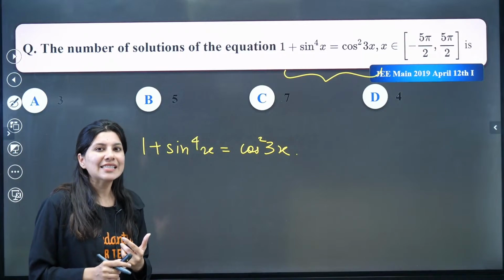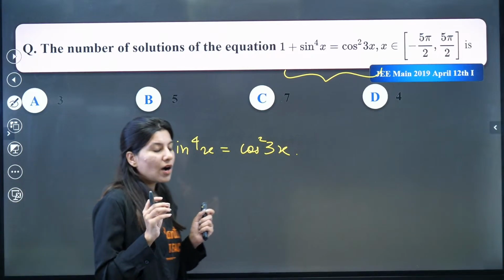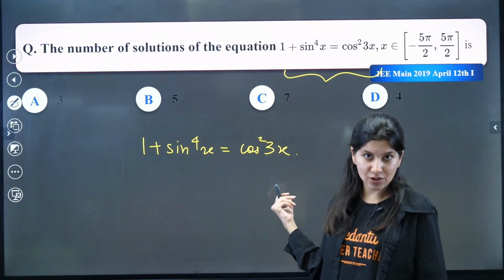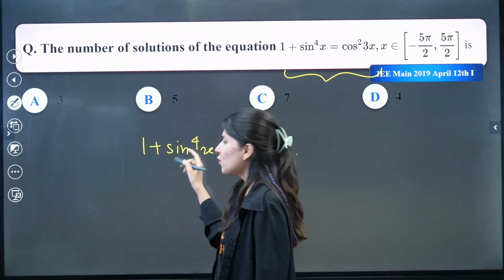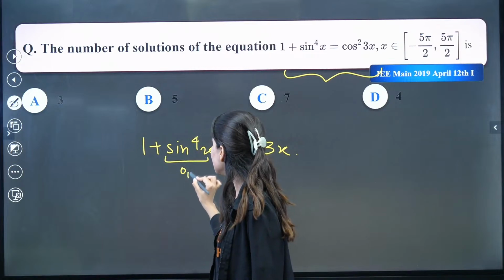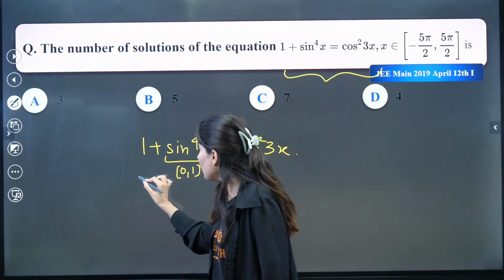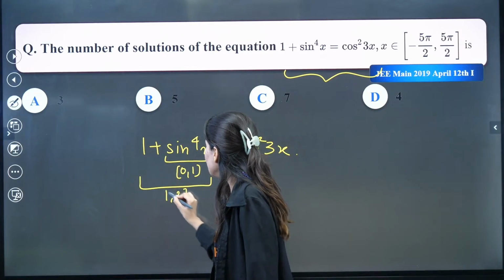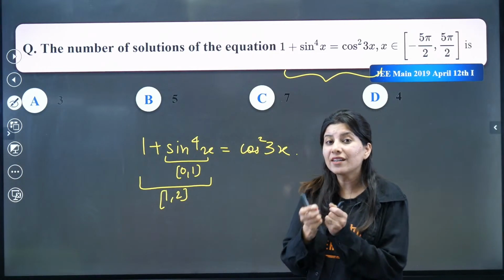We cannot apply sine c plus sine d. We cannot apply sine a plus b. Any formula will not work, right? So this is of the type where we have to figure out the boundedness of the LHS and RHS. So first of all, do you agree that sine raised to power 4x is always lying between 0 and 1? It cannot be negative and it cannot be greater than 1. So overall, this LHS will be lying between 1 and 2. So the range of the left hand side and the range of the right hand side will give you some hint.